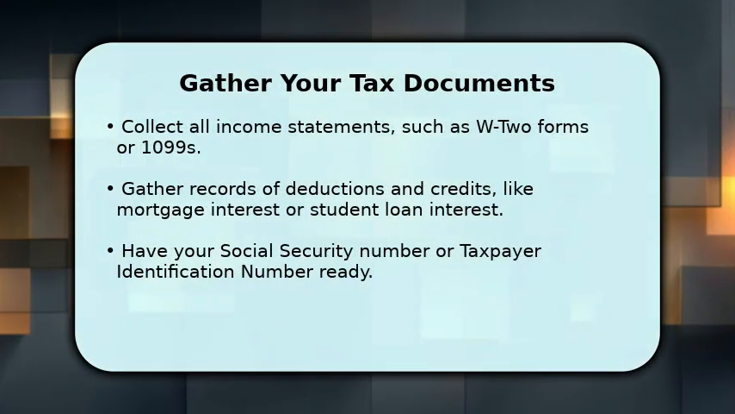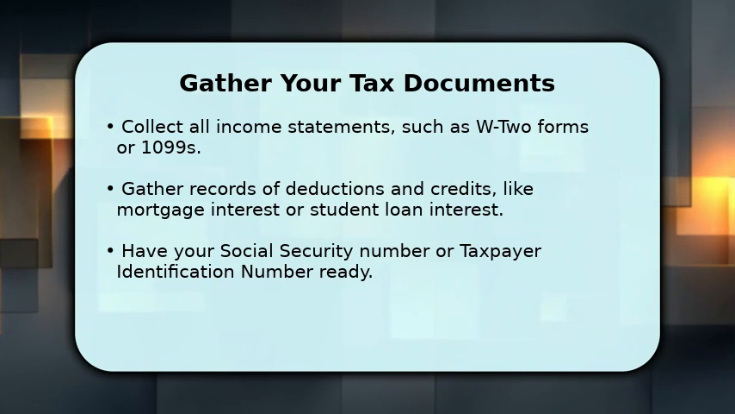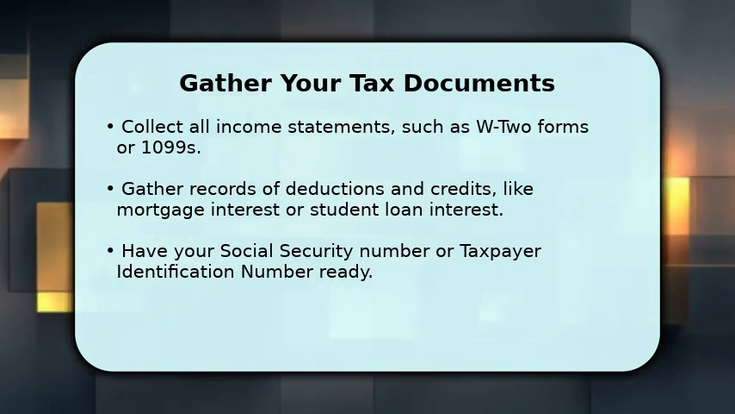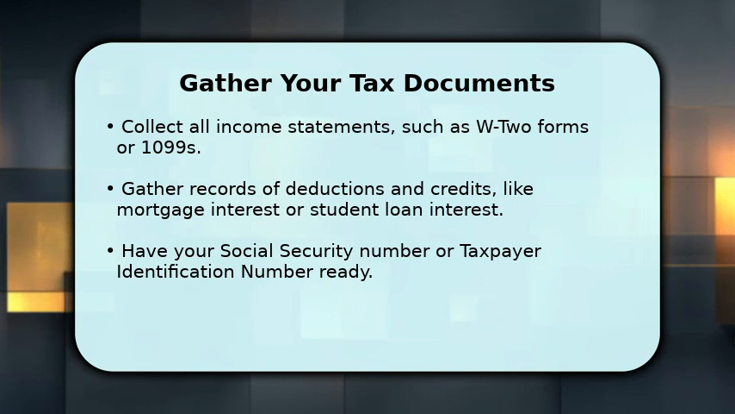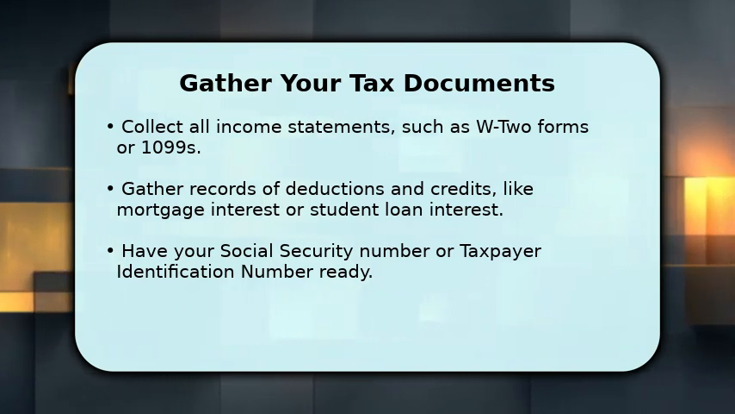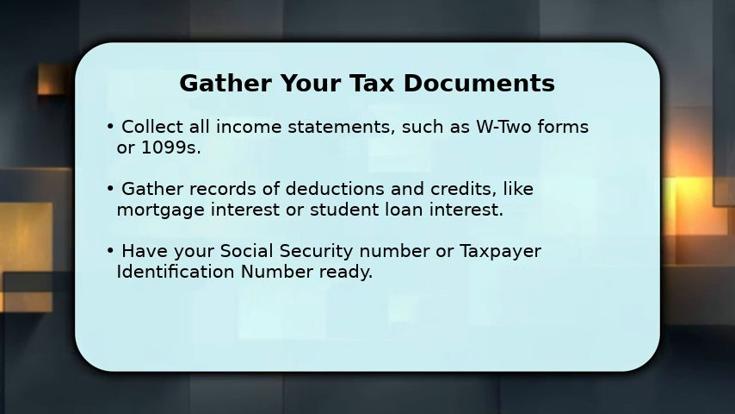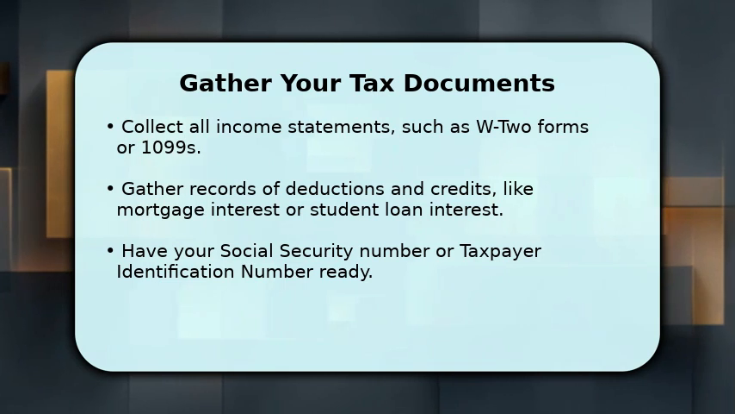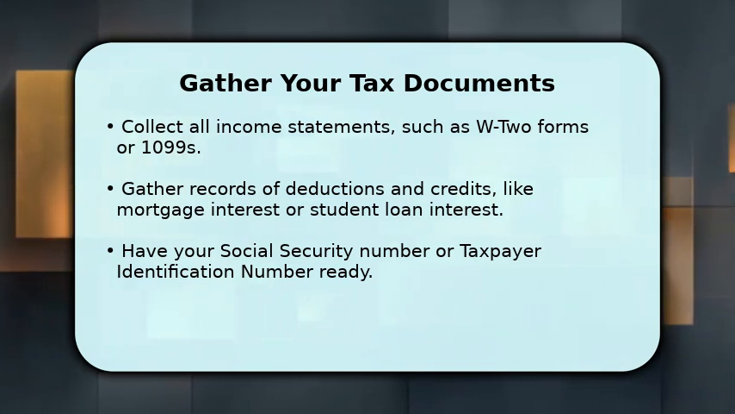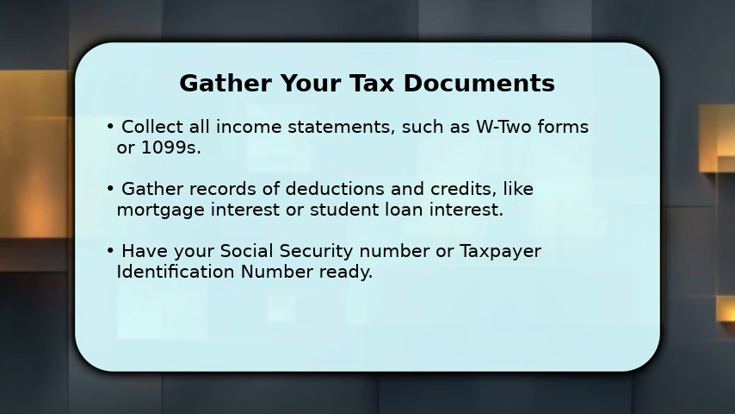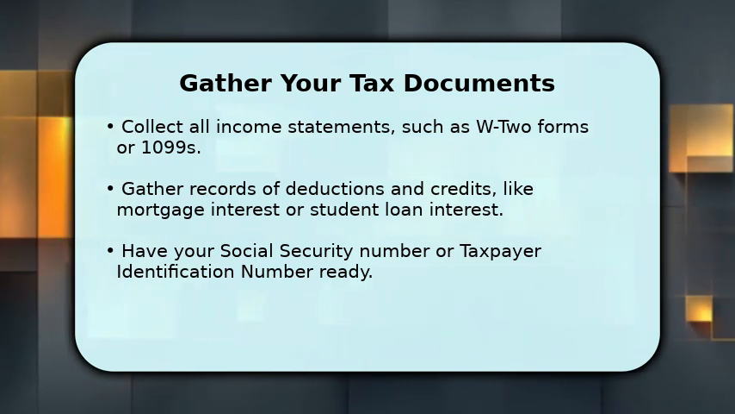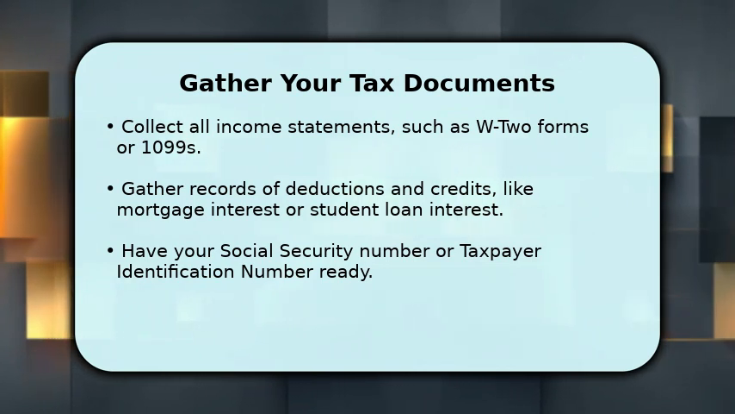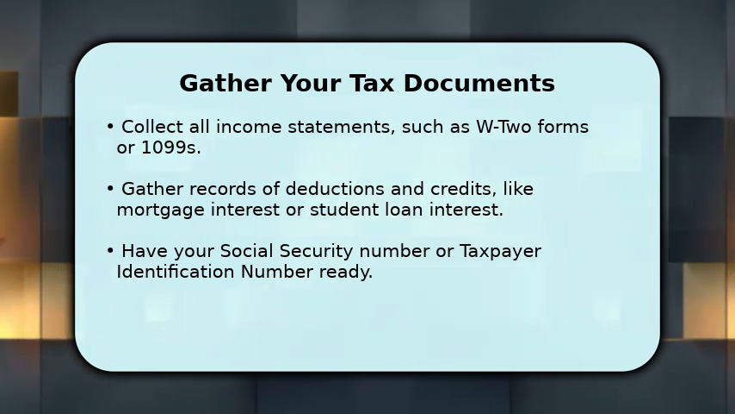Before you begin, gather all necessary documents to ensure accuracy. This includes all income statements, such as your W-2 forms from employers or 1099 forms for other income sources. Don't forget to collect records for any deductions or credits you plan to claim, like mortgage interest statements or student loan interest forms. Also, have your Social Security number or taxpayer identification number readily available, as it's crucial for identification.